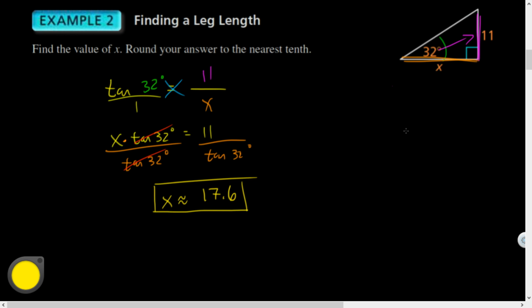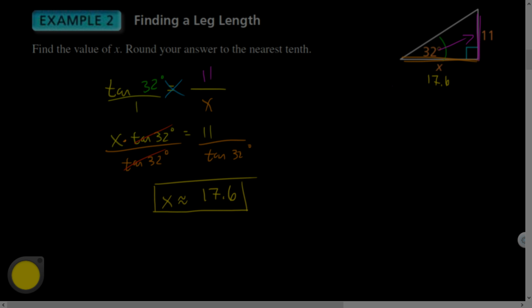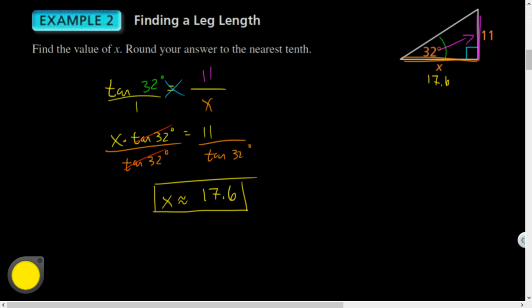But either way, this is what we end up getting when I type in 11 divided by tan of 32. I get an approximation. You should reference the shape. If my number was somehow smaller, then I would have suspected I did something wrong. I might have done tan 32 divided by 11 instead. So what you're going to want to do is make sure that it makes sense with respect to the shape.